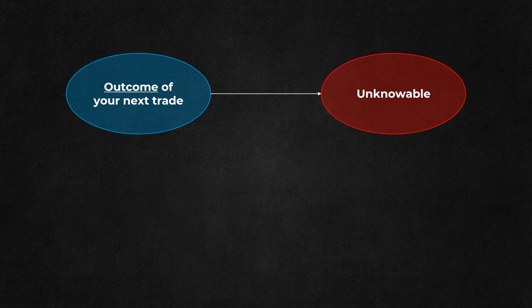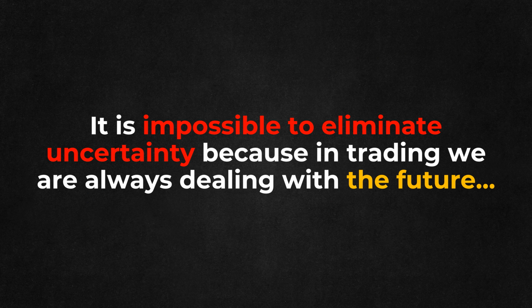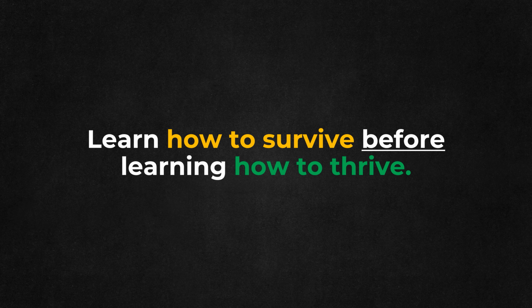You can never know whether you'll win or lose the next trade, regardless of how good your strategy is or how good you are as a trader. But you can, and absolutely should, know exactly how much you're willing to lose if things go wrong. It is impossible to eliminate uncertainty because in trading, we are always dealing with the future, and the market is too complicated to be perfectly predicted. But with proper risk management, we can neutralize the danger of uncertainty and survive the market in the long term. Notice that before thriving in the long term, you must learn how to survive.